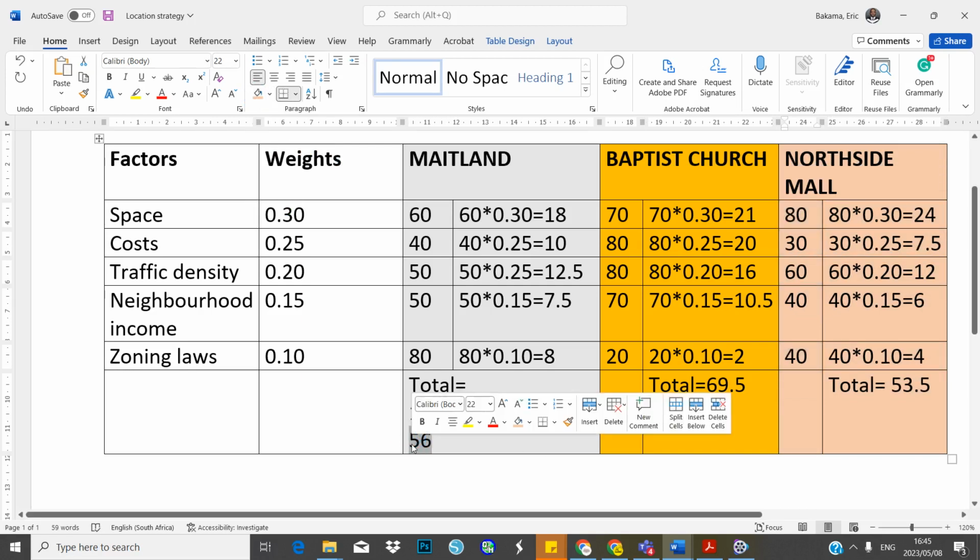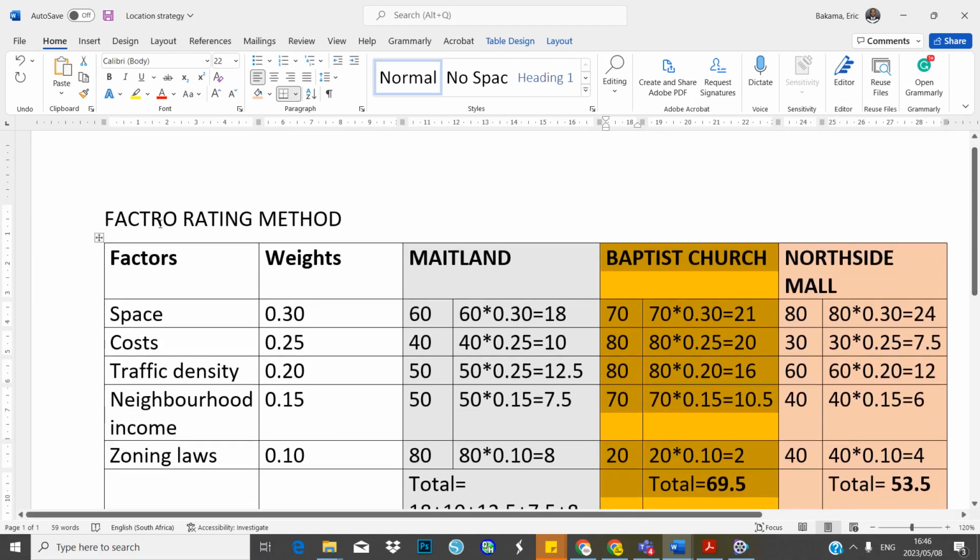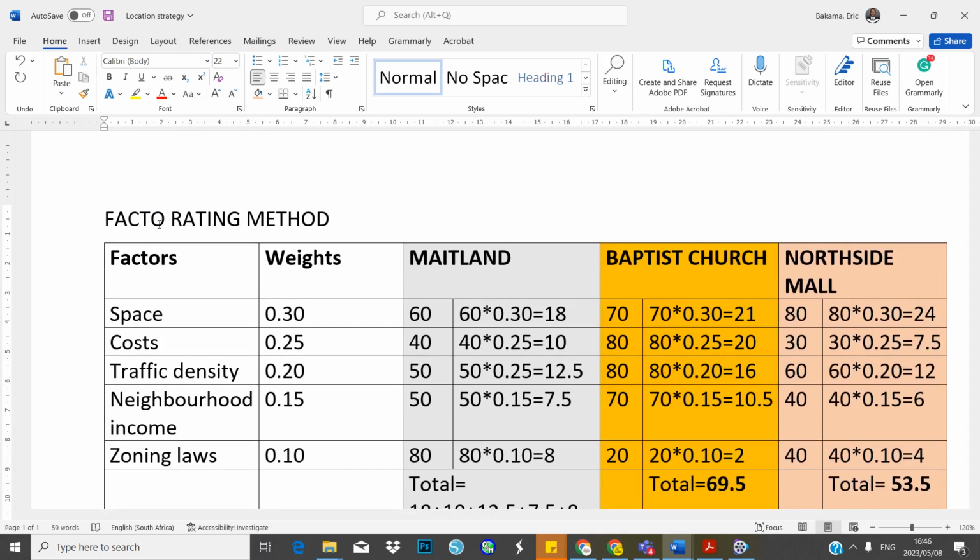Now, as you can see here, Maitland got a rating of 56. This one got 69 and this other one got 53.5. Based on this, you need to take the highest value, which symbolizes the location that weighed the most, which is the Baptist one. Because it weighed the most, it is the very best location to go for. Alternatively, Maitland is the second best, and the last one will be the Northside Mall.